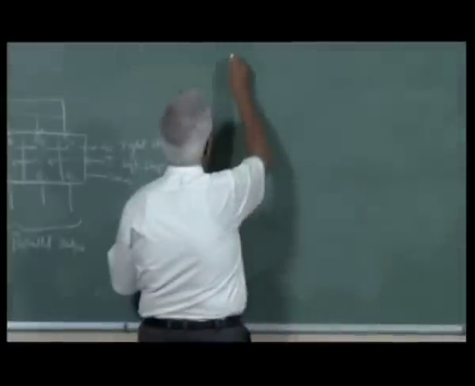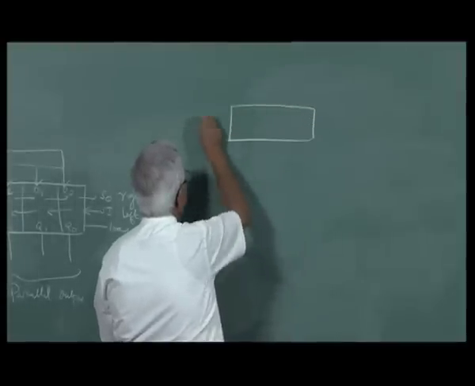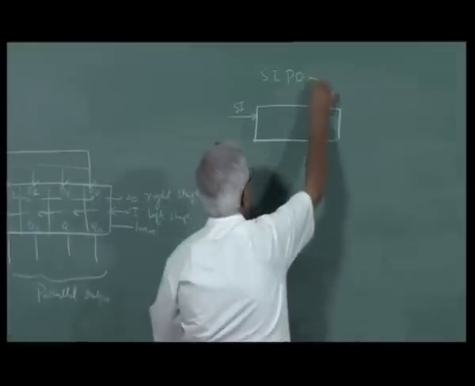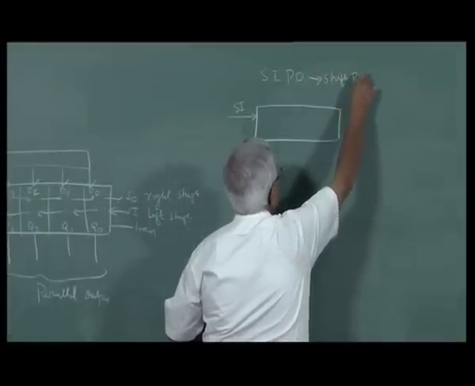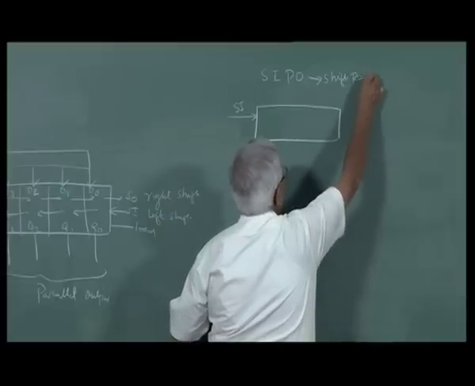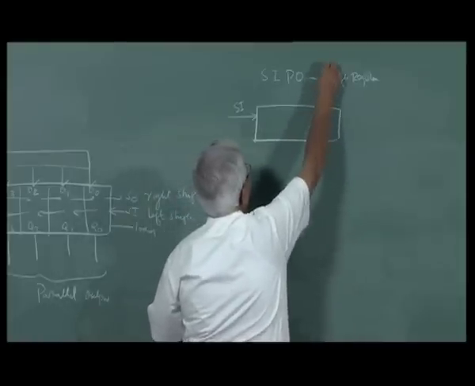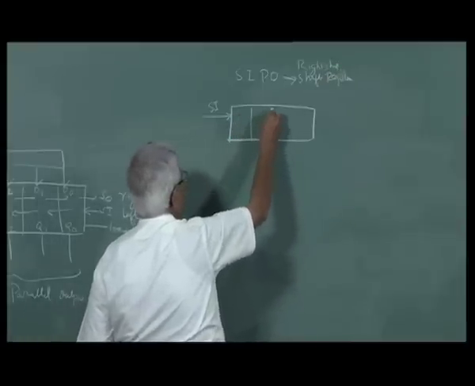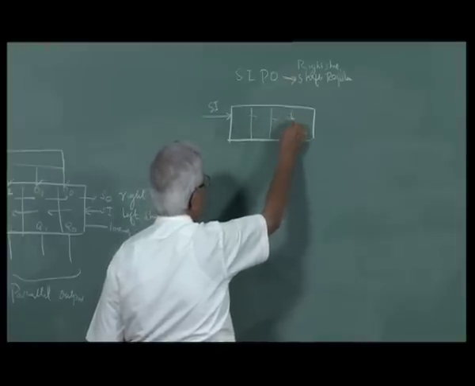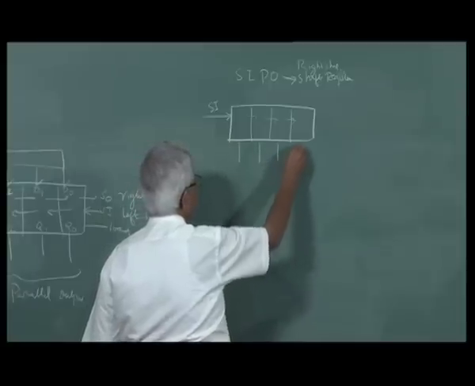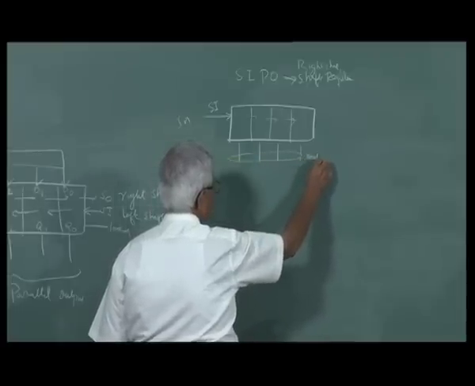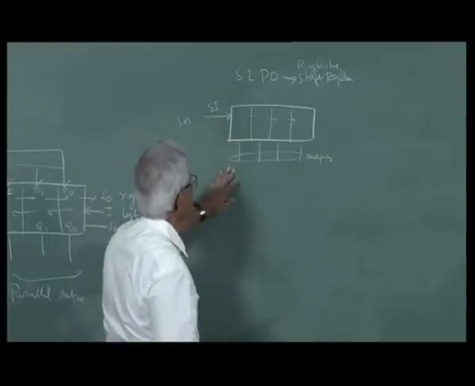Suppose I have a 4-bit shift register, serial input, parallel output, SR, with a right shift. It means whatever I put here will go here to here, here to here. This is called right shift. And parallel out means I have outputs here. I give input here, outputs I take here. So this is a serial input parallel output shift register with a right shift.